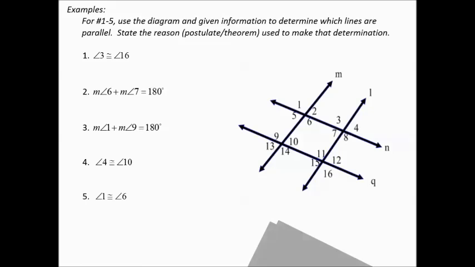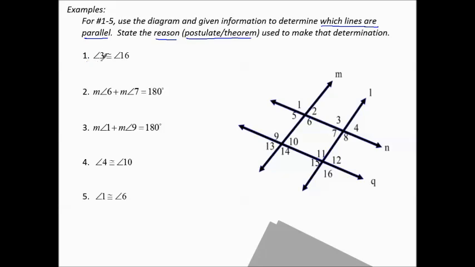Now let's use some of those postulates and theorems to do these examples. For numbers 1 through 5, use the diagram and given information to determine which lines are parallel. So notice, we're looking to determine which lines are parallel. They did not already tell us that any of these lines in the picture are parallel. State the reason, that would be the postulate or theorem, used to make that determination.